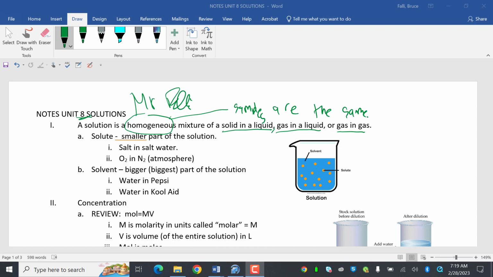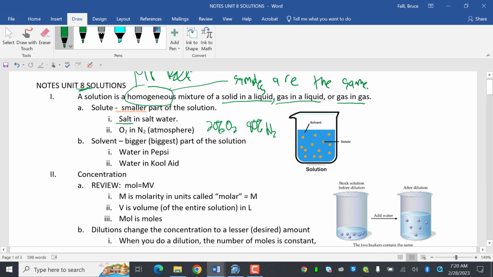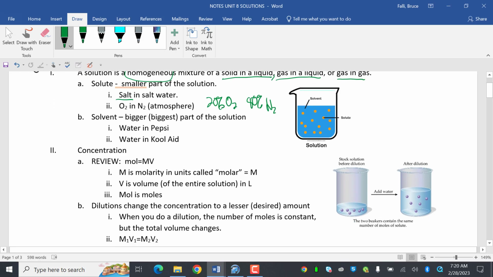The solute is the smaller part of the solution. If I have salt water, it would be the salt in salt water. When we breathe, oxygen is 20% of the atmosphere, and nitrogen is 80% of the atmosphere, so oxygen would be the solute in the atmosphere. The solvent is usually the biggest part of the solution because you can have more than one solute. Water and Pepsi, water and Kool-Aid, and most of what we're going to deal with is going to be solids and water, so that's okay.